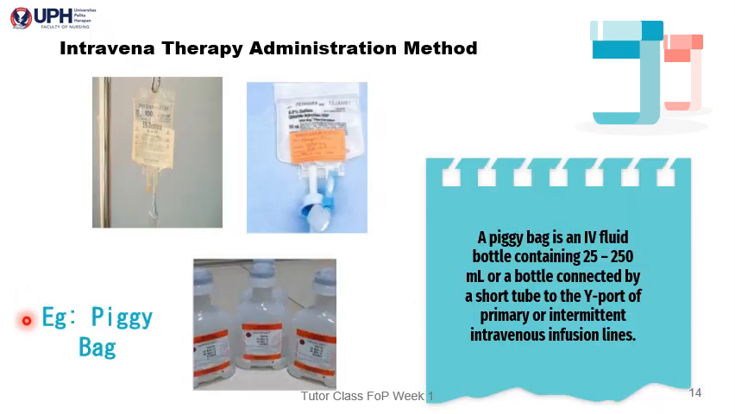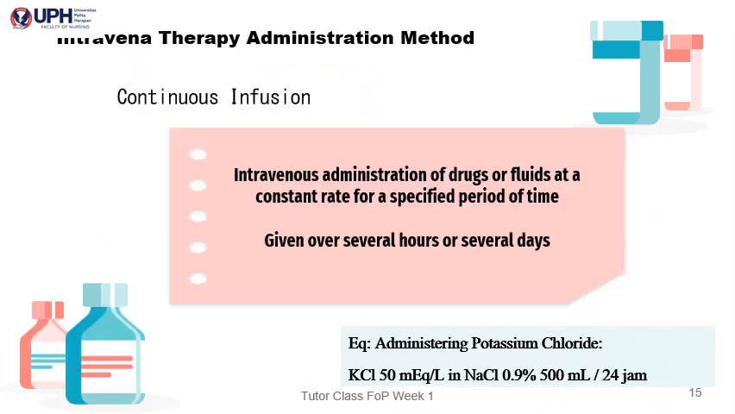Next one is the piggyback. As you can see, it can be like this, it can also be like this. A piggyback is an IV fluid bottle containing 25 to 250 milliliters, or a bottle connected to a shorter tube to the Y port of the primary or intermittent intravenous infusion line.